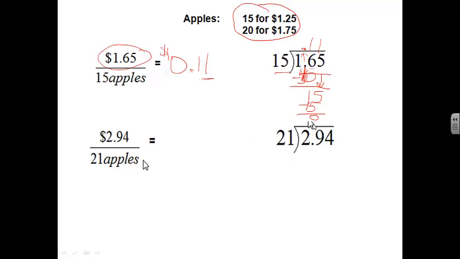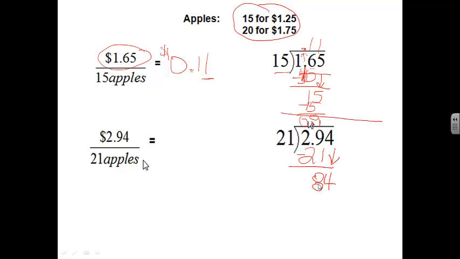So I'm going to bring my decimal up. Okay? Bring my decimal up. How many times does 21 go into 2? 0 times. Let's break it down. Let me draw a line. How many times does 21 go into 29? 1 time. Okay, 1 times 21 is 21. Okay, so I have 8 left over when I'm subtracting, and I'm going to bring the 4 down.